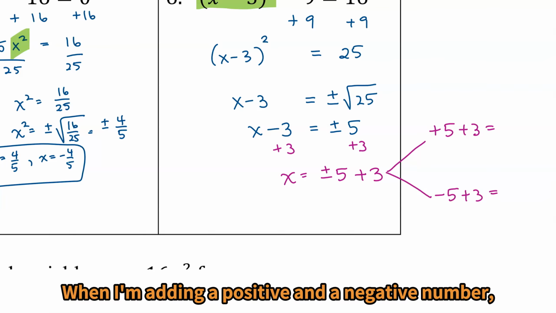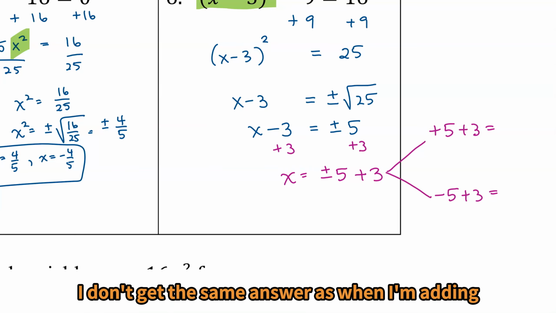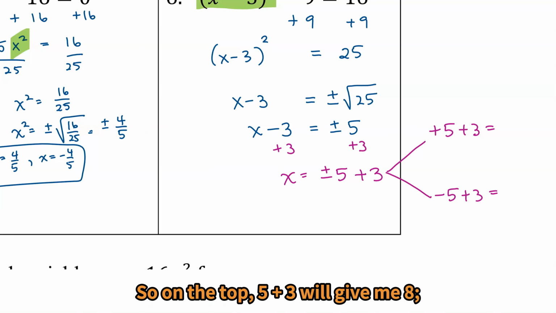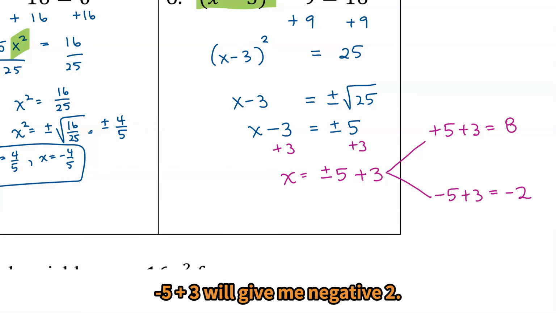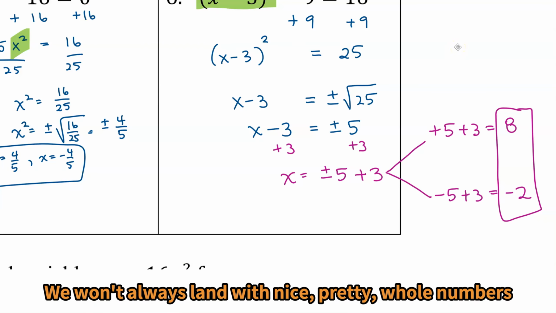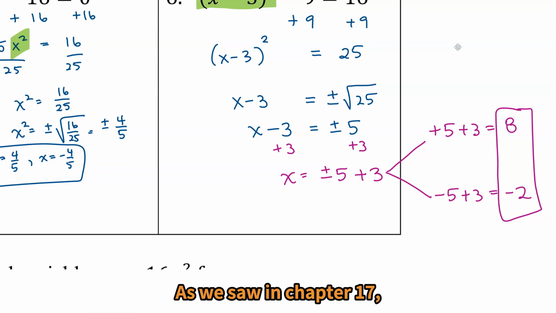When I'm adding a positive and a negative number, I don't get the same answer as when I'm adding two positive numbers together or two negative numbers together. So on the top, 5 plus 3 will give me 8. Negative 5 plus 3 will give me negative 2. So those are my two answers for x. We won't always land with nice, pretty whole numbers like these examples are. As we saw in Chapter 17, we would keep the answer in a simplified radical form.